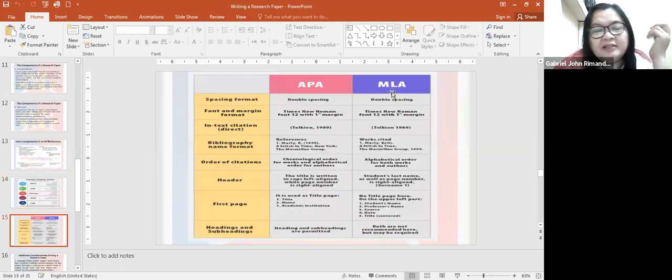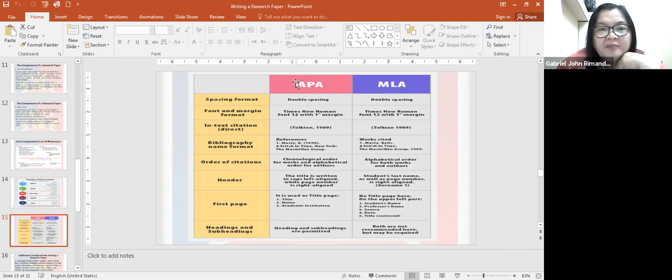So ito yung kanina, I told you that there will be certain differences in the formatting. So focus on APA alone, no? So your spacing would be double spacing. This is a comparison between APA and MLA. So for spacing format, double spacing, nakaset up naman ng computer natin for double spacing. So you don't need to worry about this.